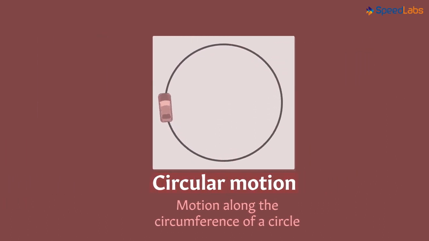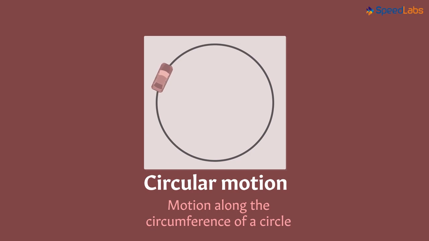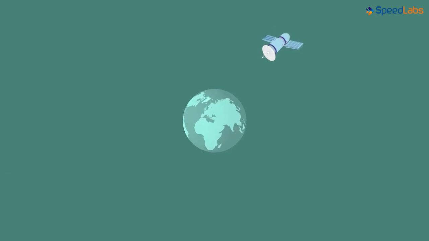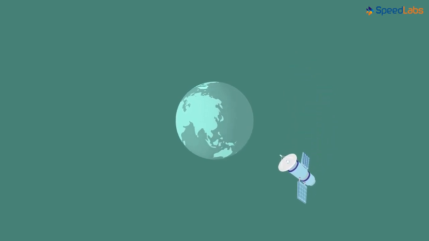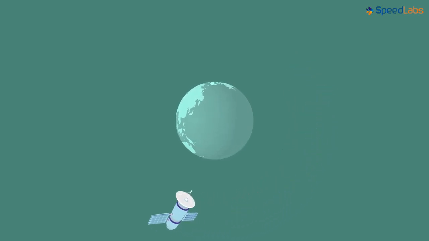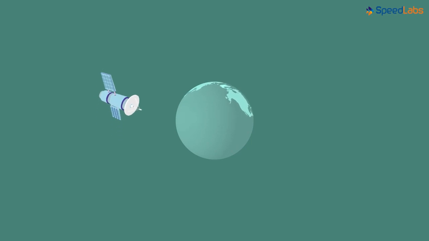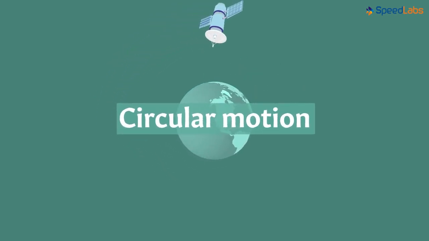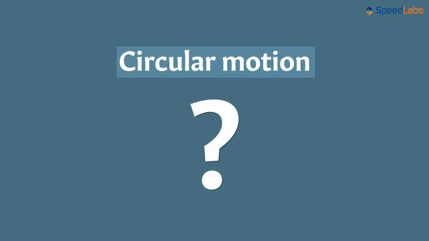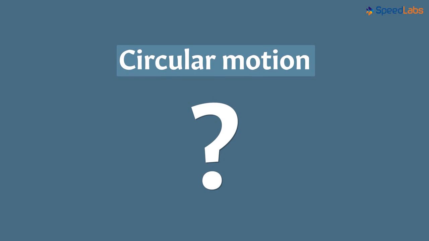Can you give me any real-life examples in which objects execute this type of motion? What about the satellites orbiting the Earth? Yes, a satellite orbiting at a certain height is also undergoing circular motion. What other examples of circular motion can you think of?